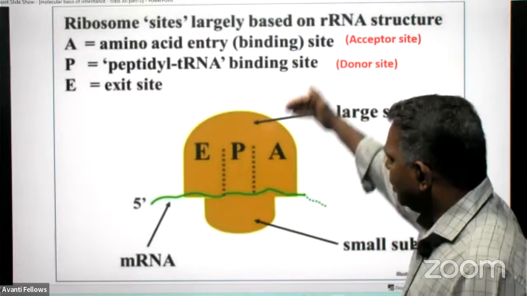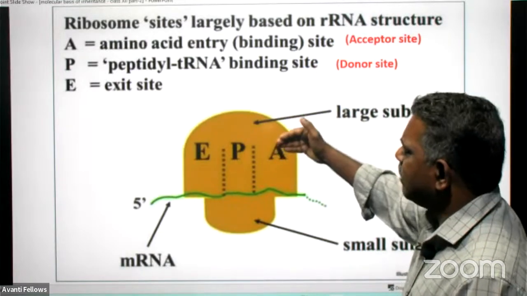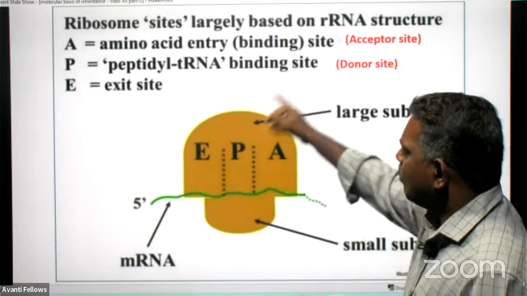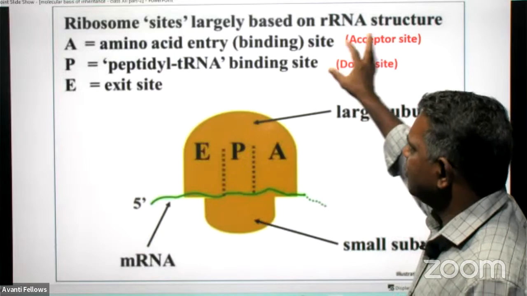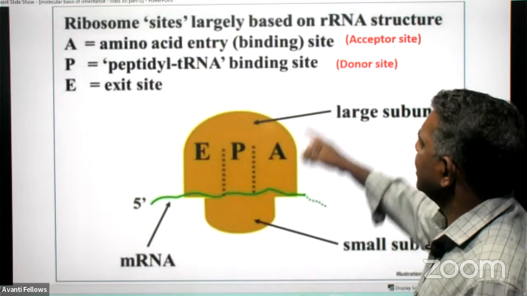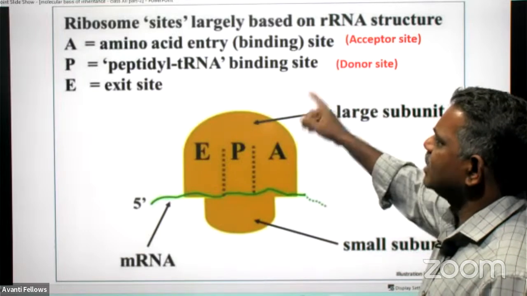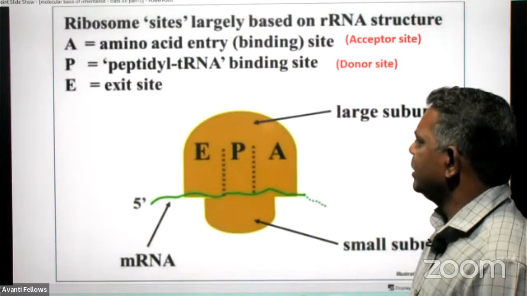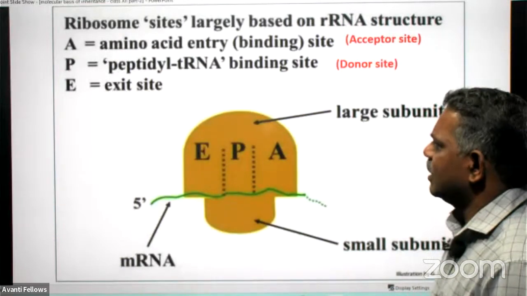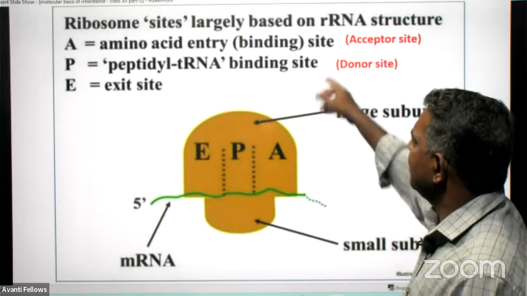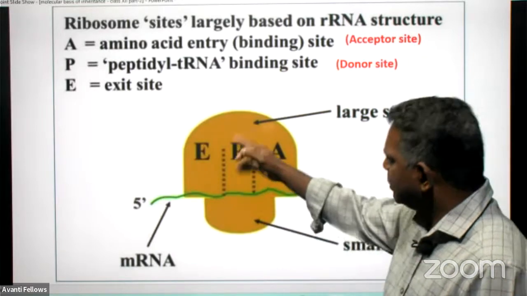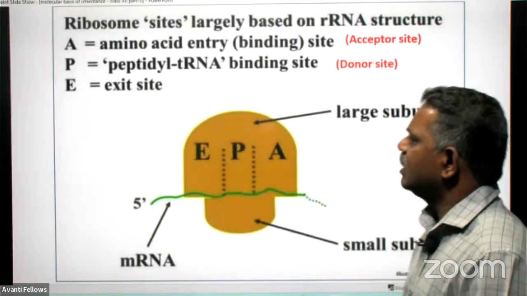This tRNA will place the amino acids according to the information given in the mRNA one by one. That is the reason for the formation of the polypeptide chain. The acceptor site, the A site, only receives the tRNA. Then the peptidyl site, or binding site, is the P site. It is the donor site because it donates the tRNA to the E site.